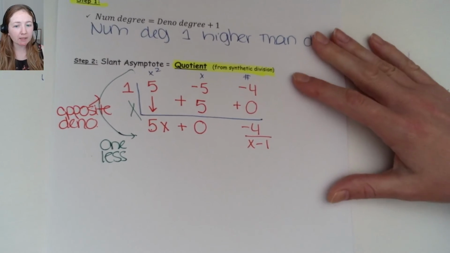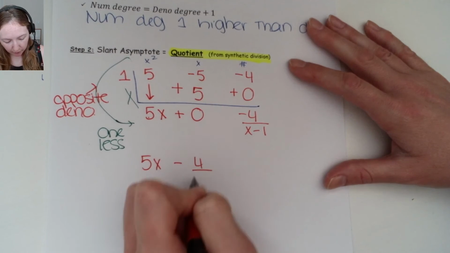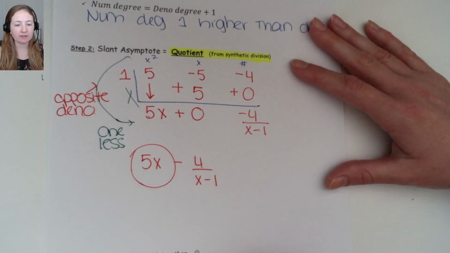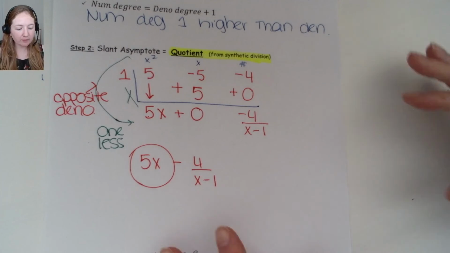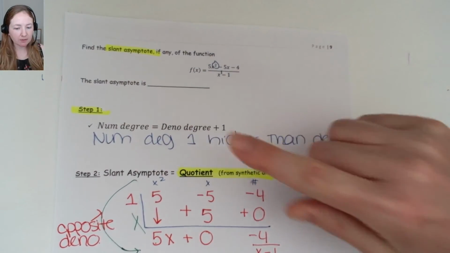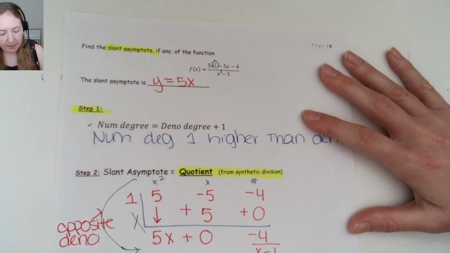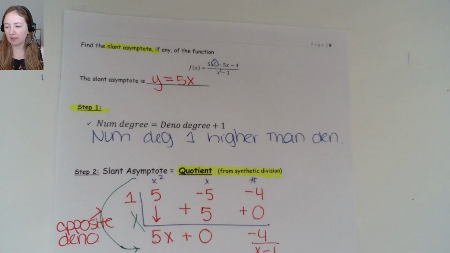So what you'll see is that, yes, our synthetic division gives 5x minus 4 over x minus 1, but all we care about for the slant asymptote is that quotient, not the remainder. So for the final answer here, when it says the slant asymptote, we will simply write y equals 5x, because we're just interested in the quotient to identify that slant asymptote.